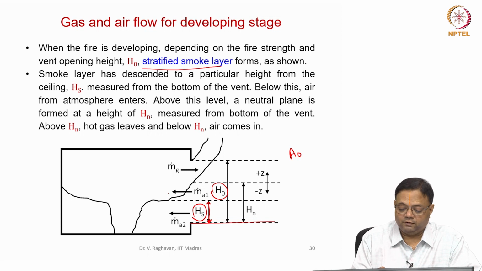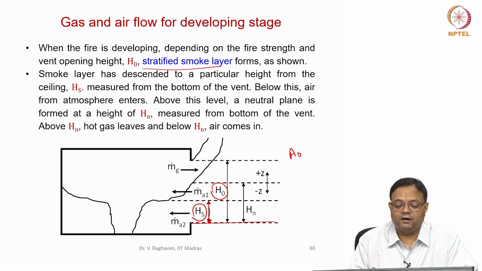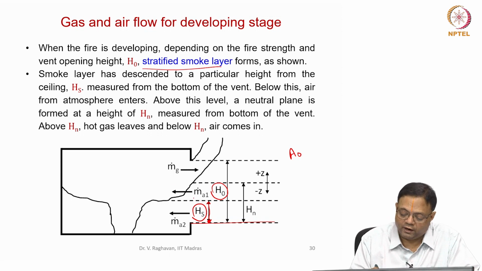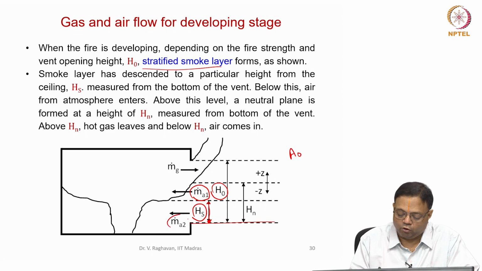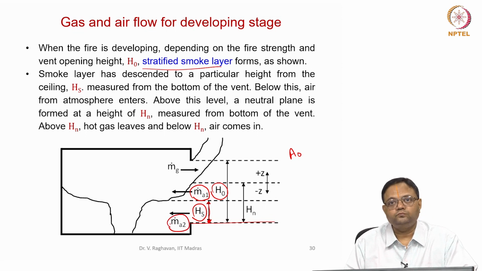At this stage, the smoke partially leaves from the compartment through some part of H naught, and the air also comes in within this particular smoke layer. So air entrainment occurs at two different levels. One, M dot A1, within the smoke layer air entrainment occurs, and below the smoke layer also air entrainment occurs. Now we can do the same analysis.